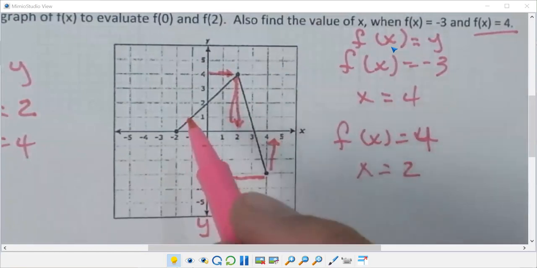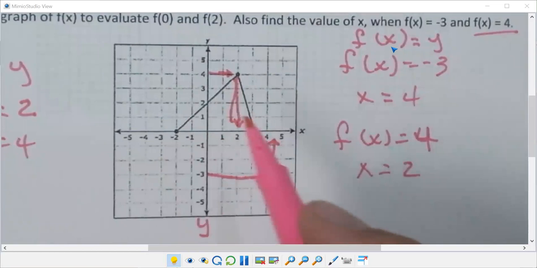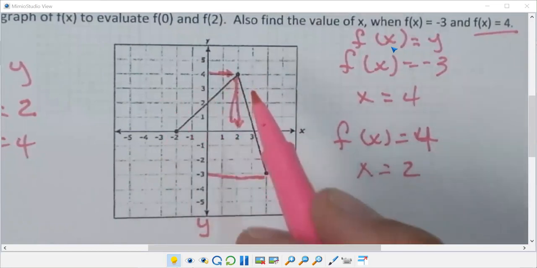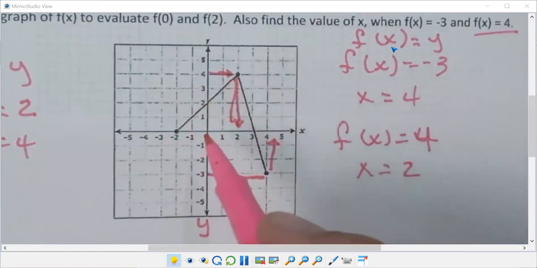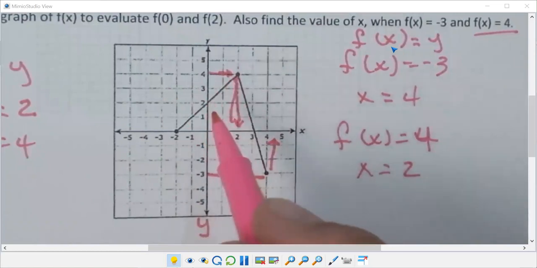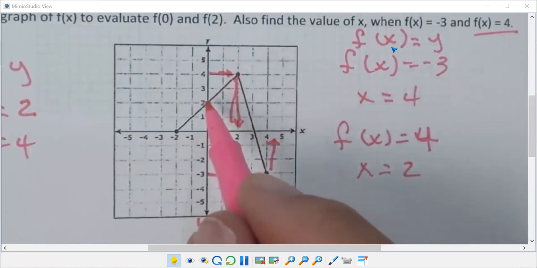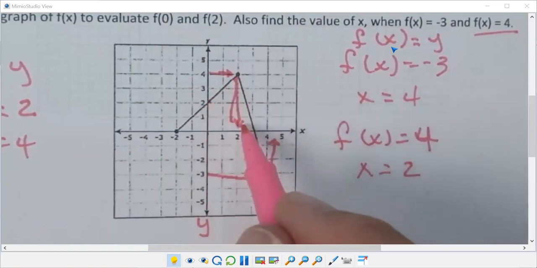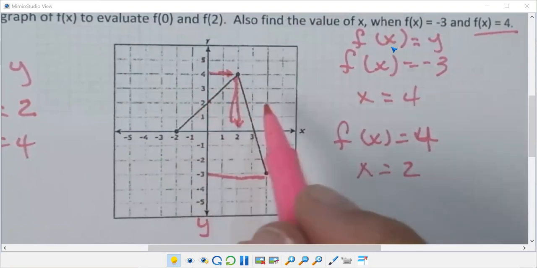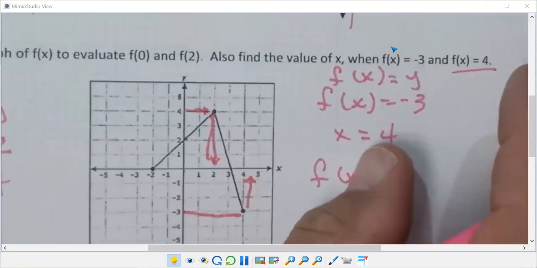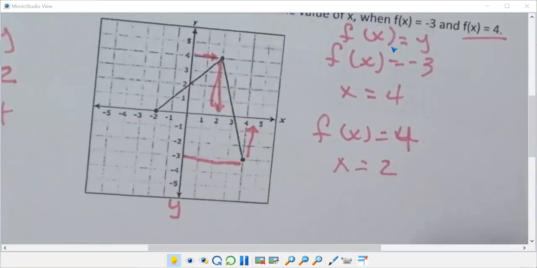It is possible that you could have 2 answers sometimes. So kind of pay attention to this. What if y was 2? Then x value could be 0 because there's 0 here. And if y is 2, then I could have something here and I could have a number here. So pay attention to see where it is possible that you could have 2 answers for x.